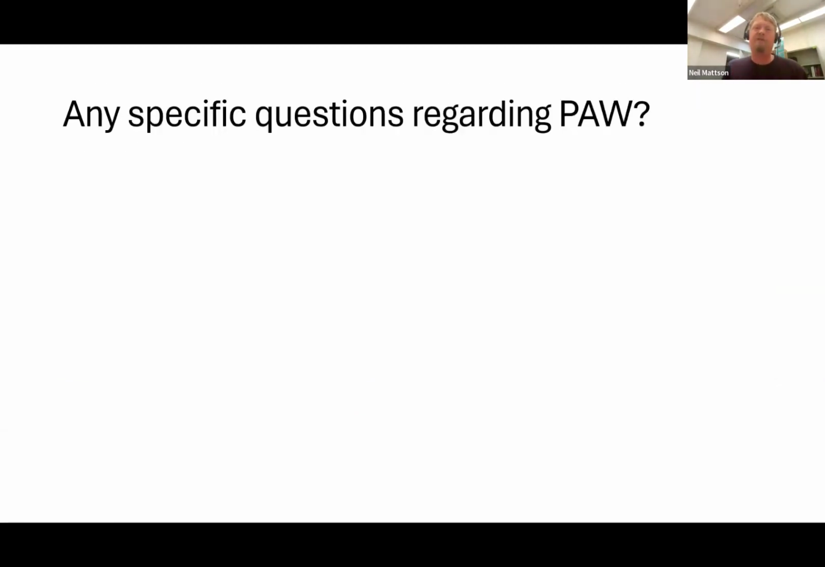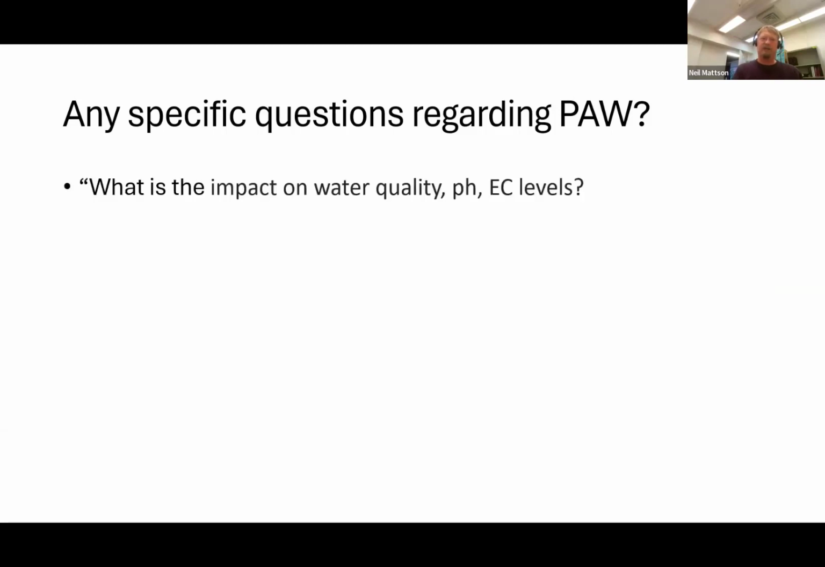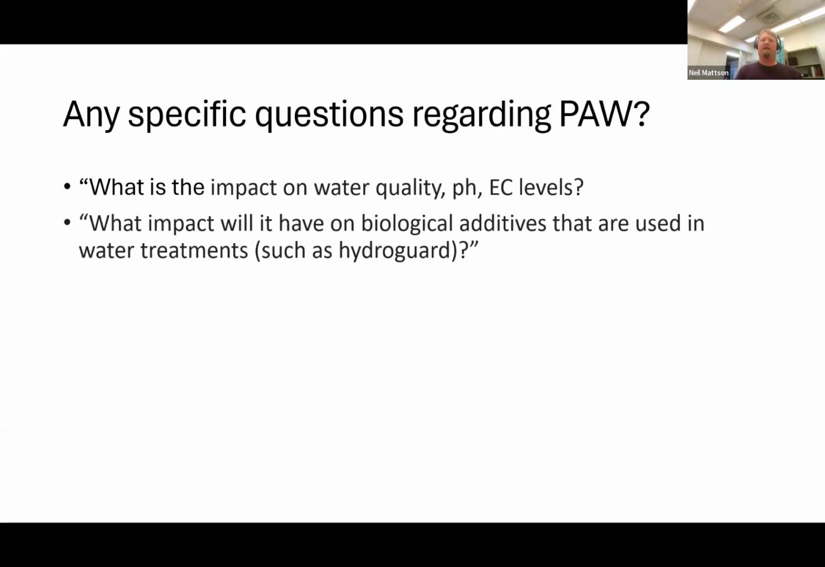We asked if there are specific questions regarding PAW, and these were really helpful as they showed us the practical questions that industry members have in terms of implementing a new technology. And so what is the impact on water quality, pH, and EC, which we'll actually cover with some of the discussion today. What impact will it have on biological additives that are used in water treatments, such as HydroGuard? And we know that there's people that use beneficial Trichoderma, for example, to suppress root diseases.